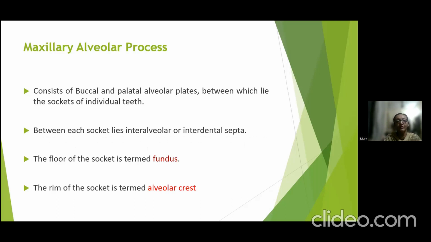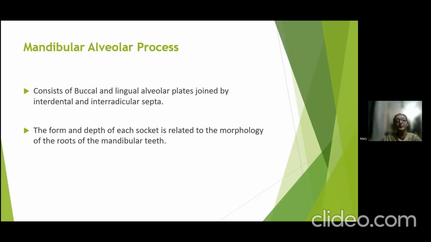Coming to the maxillary alveolar process, let's see what the parts of the maxillary alveolar process are. It consists of both buccal and palatal alveolar plates, between which lie the sockets of individual teeth. Between each socket lies the interalveolar or interdental septa. Then we have the floor of the socket, which is known as the fundus, and the rim of the socket, which is termed the alveolar crest. The same terms apply for the mandibular process, right? And as we all know, the mandibular alveolar process also contains the buccal and lingual alveolar plates and the interdental and interradicular septa. The form and depth of each socket, both in the mandible and the maxilla, is related to the morphology of the roots of the teeth present in the respective areas.